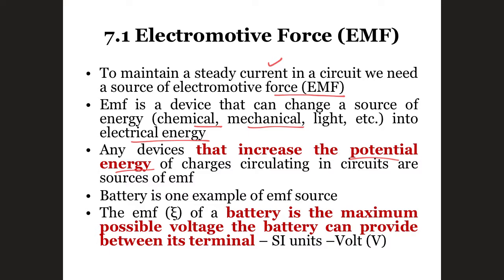The easiest device that you can actually see is a battery. So the battery is going to provide a voltage, or potential difference. So what happens is the charges are going to move, therefore the current is going to pass through the circuit.